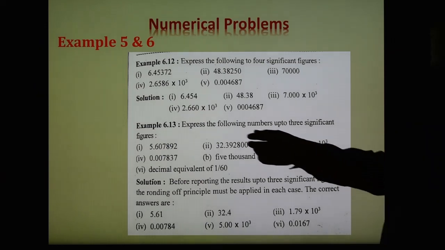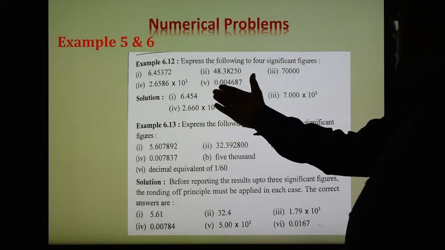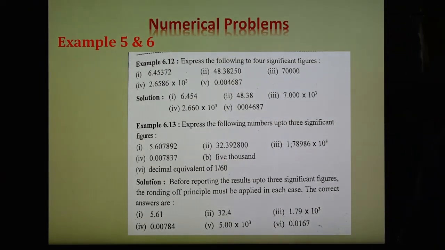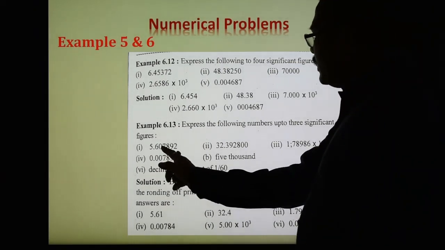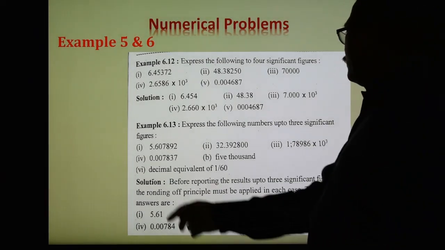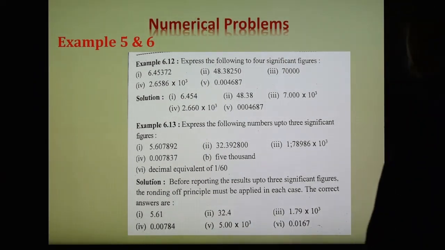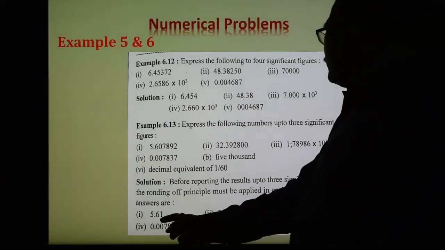Another example is to express the following numbers up to 3 significant figures. Now here we have to report the result in 3 significant figures. So first is 5.61, because 7 is greater than 5, and therefore we round off. So before reporting the result up to the significant value, the rounding off principle must be applied in each case. Therefore the correct answer is 5.61 in the first case.